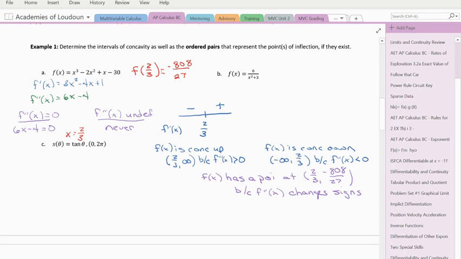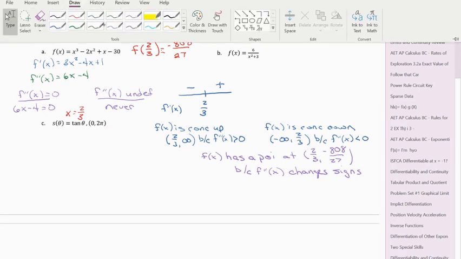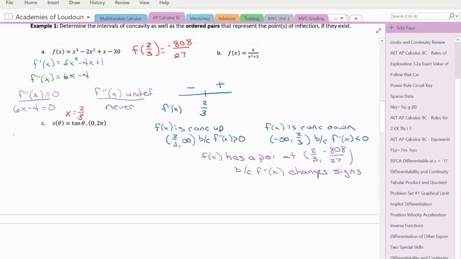All right, so let's go ahead and take a look at example C. We'll skip over example B, and that will be a question at the end of this video for you to solve. So again, we need to start first with our first derivative. So s prime of theta, we know the derivative of tangent theta is secant squared theta. And we can see that we're going to restrict our domain from 0 to 2 pi.